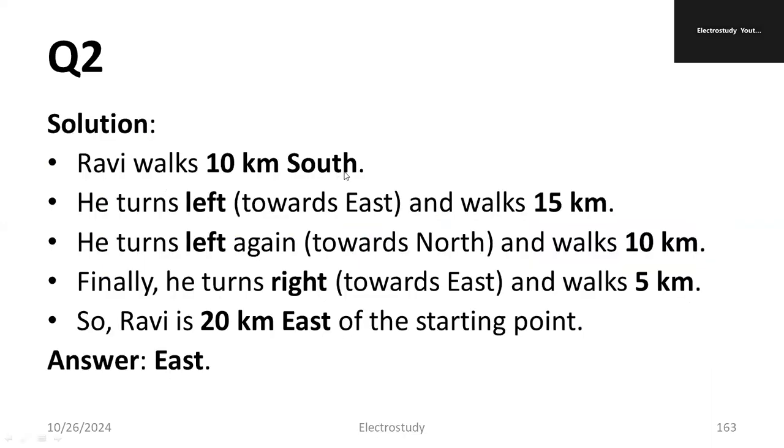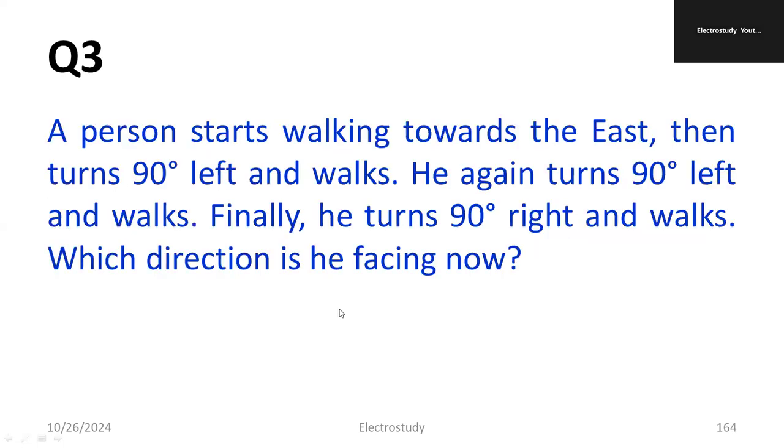Ravi walks 10 kilometers south, then he turns left and walks 15 kilometers. He turns left again and walks 10 kilometers. Finally, he turns right and walks 5 kilometers. Ultimately, Ravi is 20 kilometers east. You can count everything: 10 plus 10, that will be 20 kilometers.